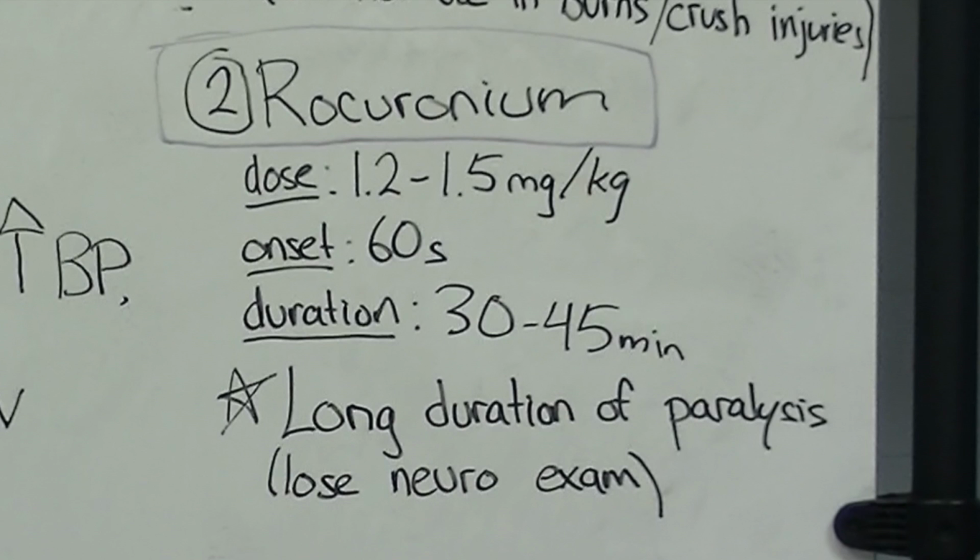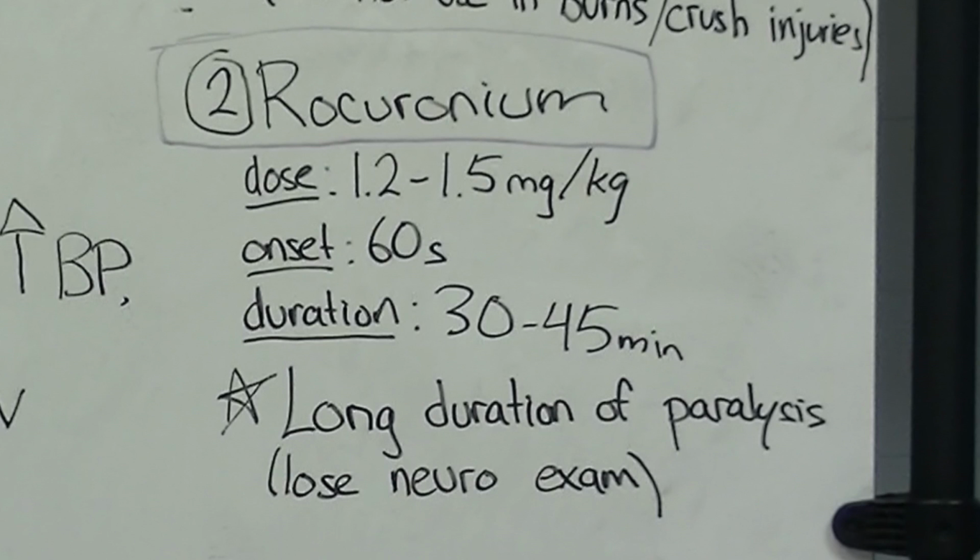Rocuronium is dosed at 1.2 to 1.5 milligrams per kilogram and is administered IV. Rocuronium has an onset of action of about 60 seconds, similar to succinylcholine. However, it has a duration of action that is 30 to 45 minutes. This long duration of action means there's prolonged paralysis when you use rocuronium, especially in patients with liver failure.